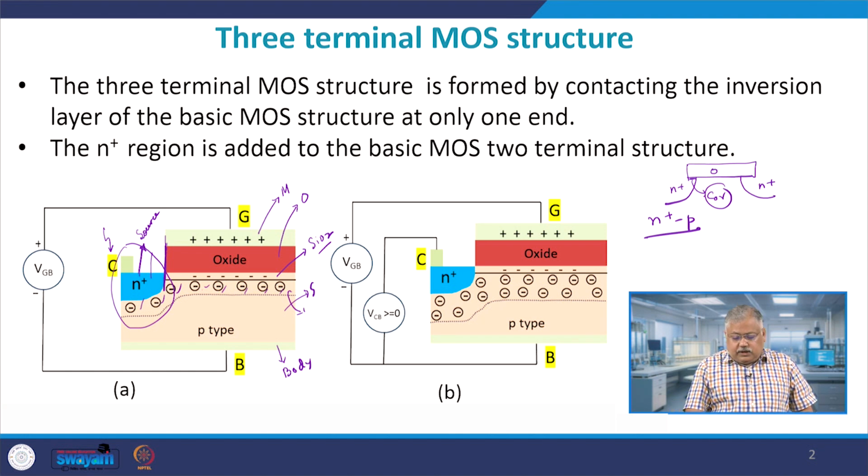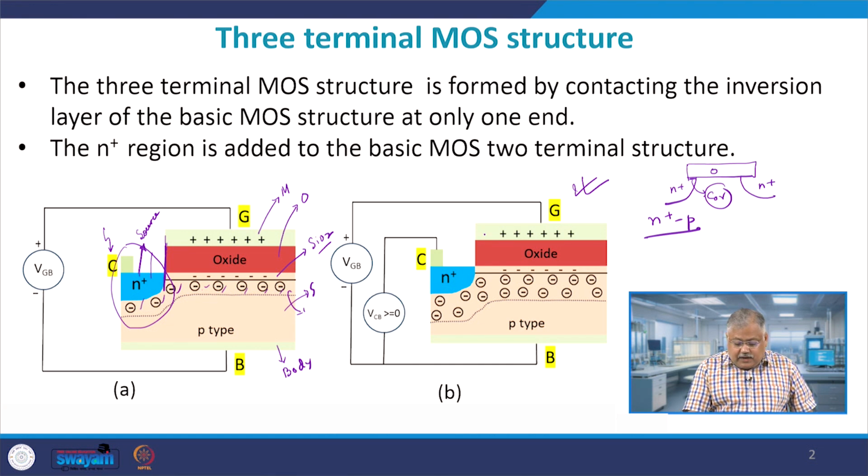Now let us look at the right hand side, which is this graph, this schematic. In this schematic, I have applied a bias on the source side, with respect to the body, which is greater than or equal to 0.